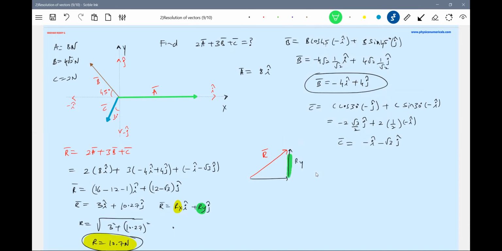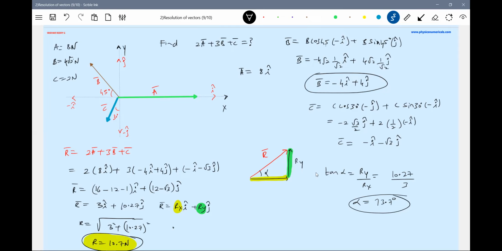So Ry is this, Rx is here. This is the final angle alpha. So tan alpha equals Ry by Rx. Ry value we know, 10.27 by 3. So solving this using a calculator, finally we will end up with 73.7 degrees.